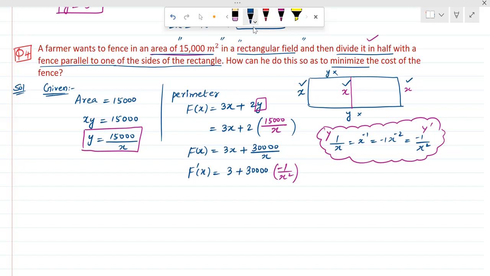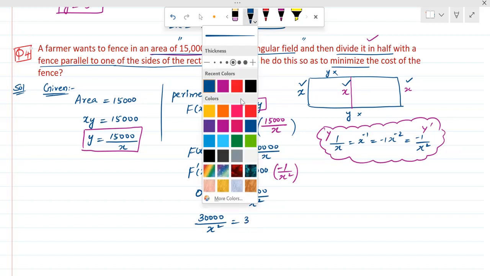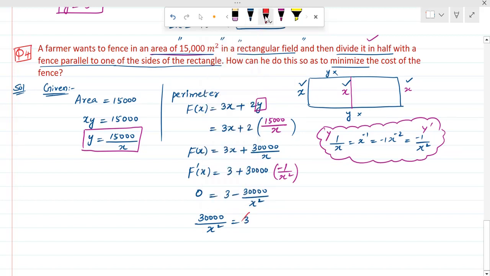Now simplify this part. Put it equal to 0. You will get 3 minus 30,000 over x square. Move it here. So it becomes 30,000 over x square equals 3. Now cancel. What happened here? This is 10,000. When you take the square root, you will get x square equals 10,000. So x is equal to 100.